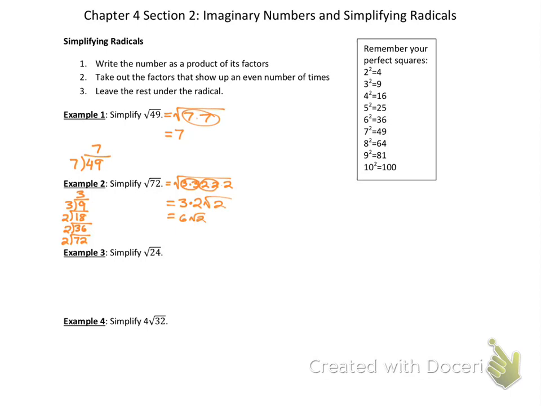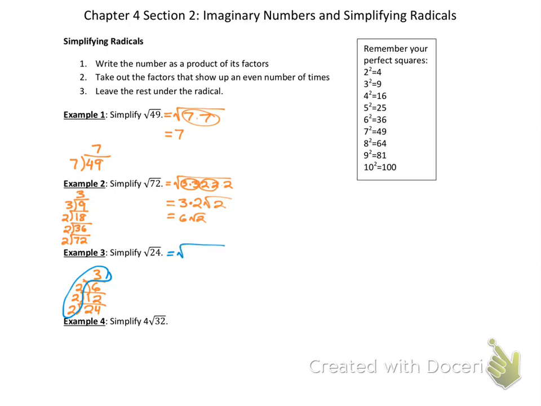All right, let's try that again. We have the square root of 24. So we have 24. Is that divisible by 2? Yes, it is. We get 12. Is that divisible by 2? Yes, it is. We get 6. Is 6 divisible by 2? Yes. We get 3.